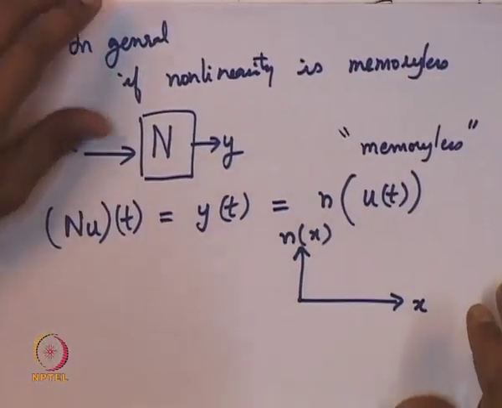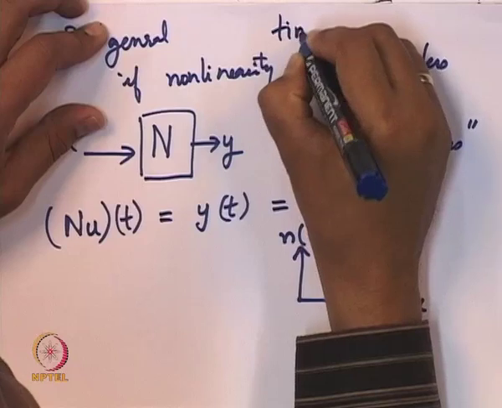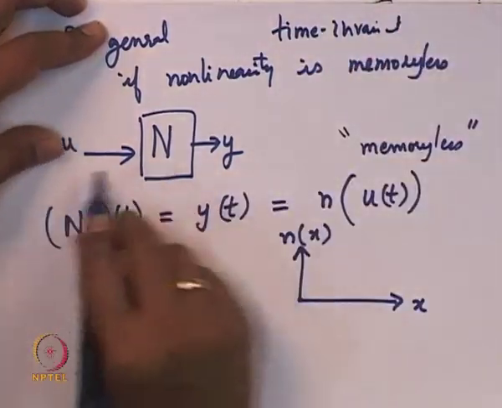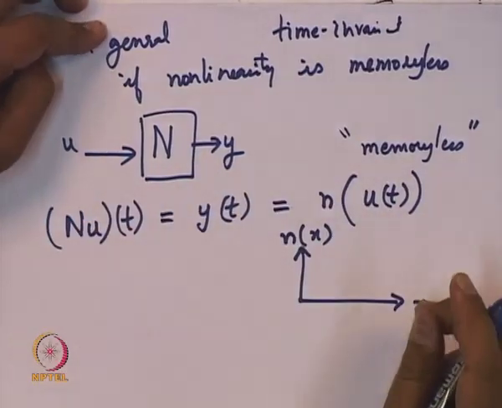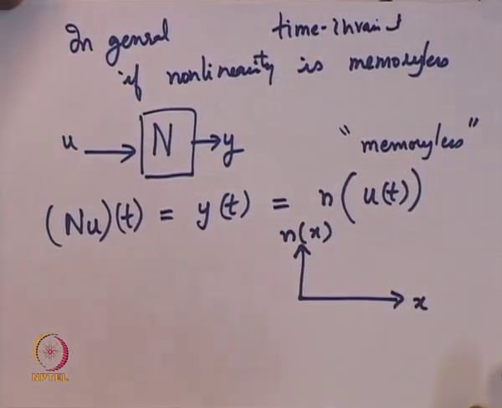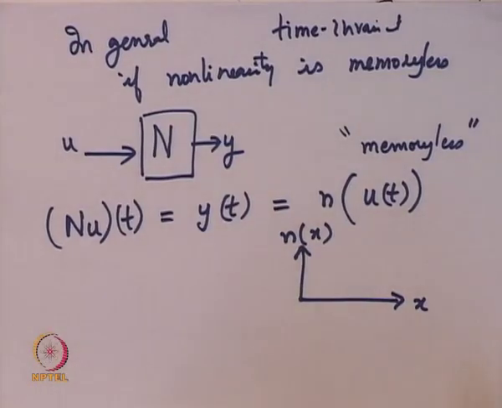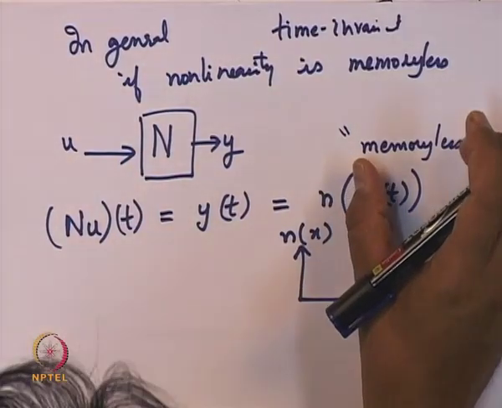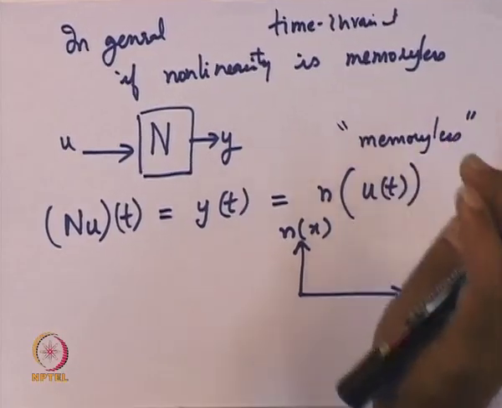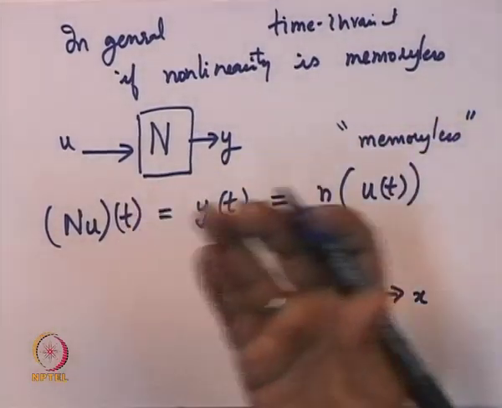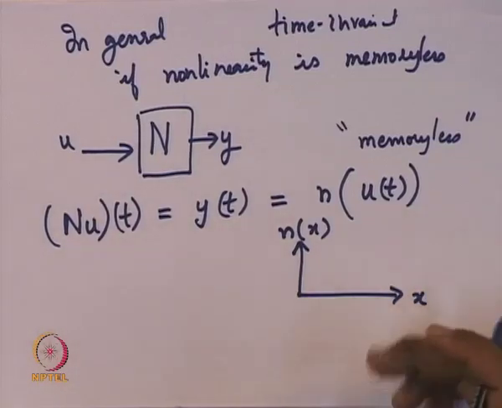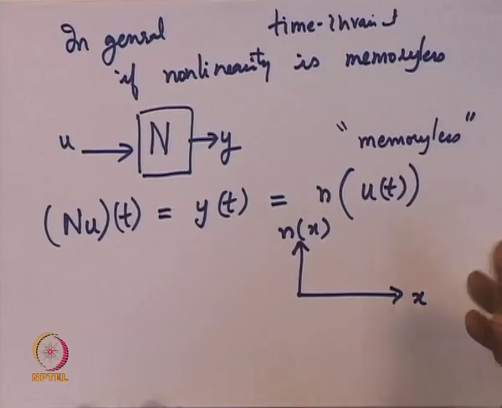Of course, we have been doing this for time invariant systems, meaning if the input is delayed by a certain amount of time, the output gets delayed by the same amount of time. It's a big class of systems, both linear and nonlinear. Amongst the nonlinear time invariant systems, we have described memoryless systems. What are examples of memoryless systems? The saturation nonlinearity and the dead zone nonlinearity are all examples of memoryless time invariant nonlinear systems.